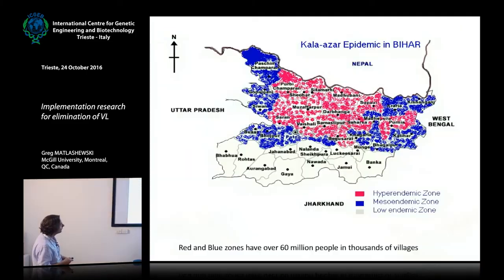So this is the area here that I'm showing. These are the different districts, and the Ganges runs here, so it's actually north of the Ganges where you have virtually most of the cases.